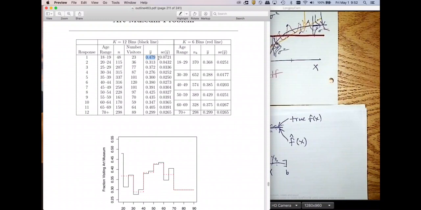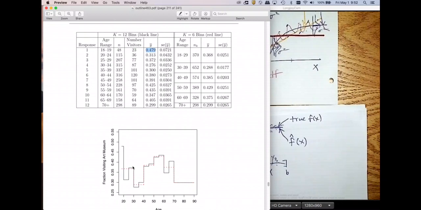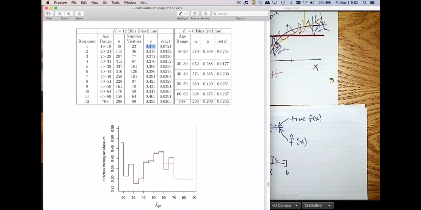So what you'll see is that we can plot this y bar as a function of my bin, and you get this black step function. And what you should note about this black step function is it's extremely wiggly. Okay, so note if you're under 20, there's a high chance you went to an art museum, then it drops a lot, then it goes up, then it goes down, then it goes up, then it goes up a bit more, then it drops, then it goes up and down. And this is just way too wiggly.